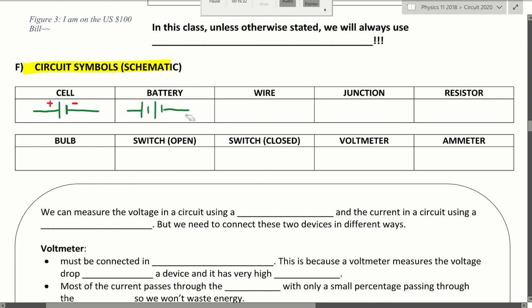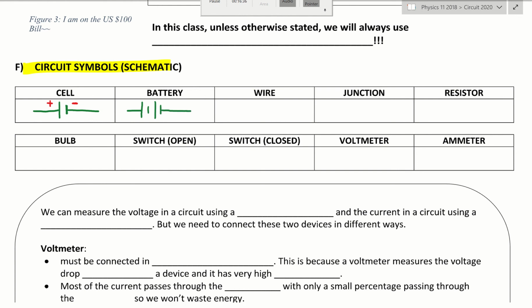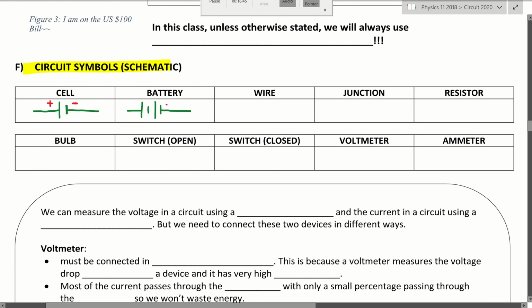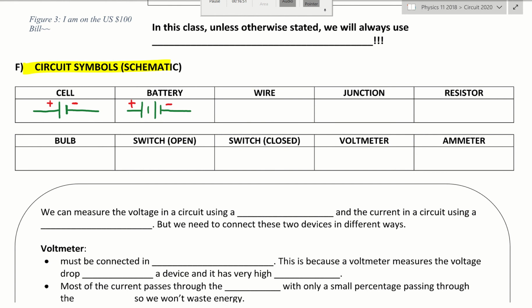How many people actually remember the difference between a cell and a battery? A cell is one. When you have more than one, it's a battery. You can have three batteries but one cell. So when you buy a battery, if you only bought one, you have a cell. But if you bought 16 of them, then you have a battery. If you put 16 cells together, it's called a battery.